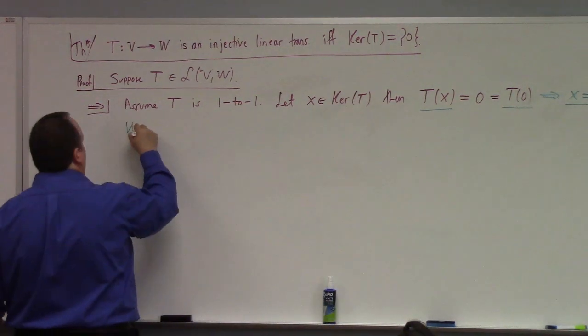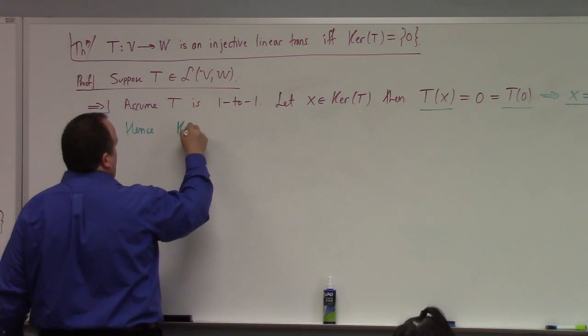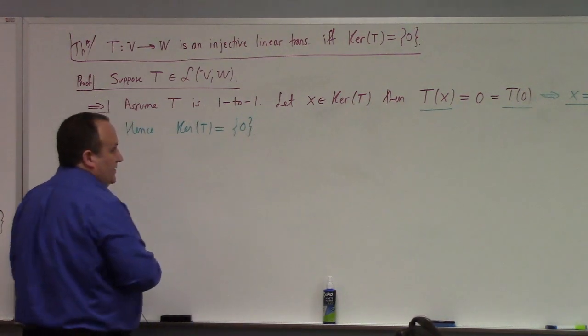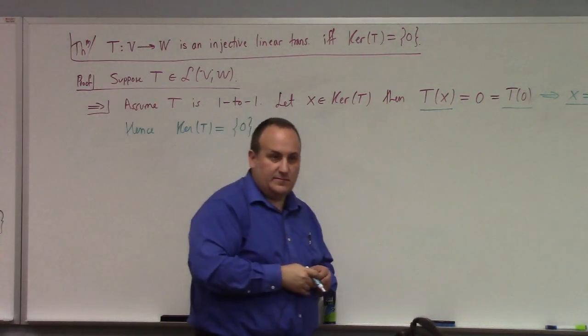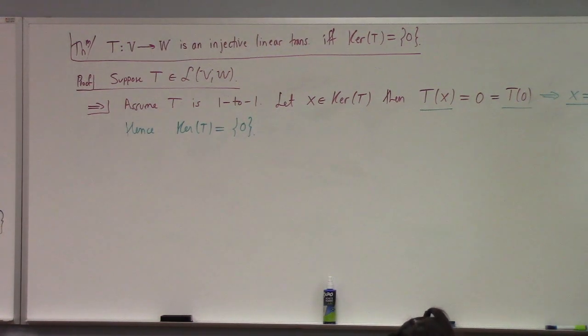Hence, the kernel of T is equal to the set containing 0, because I just showed you that an arbitrary element in the kernel is just 0. And we know 0 is in there because T of 0 is 0.